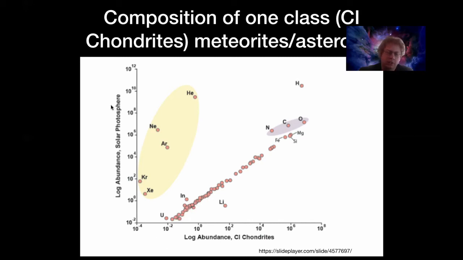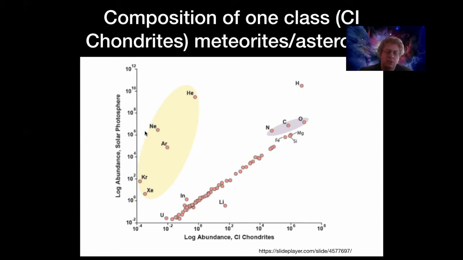So on the y-axis, I'm showing the amount of each element that's present in the sun. And on the x-axis, I'm showing the amount of each element that's present in these C1 chondrites. So what you'll see is there's this line here. There are a lot of elements where they seem to be very closely related in how much is in this meteor, in this chondrite, to how much is in the sun. And then there are some special elements that are different.